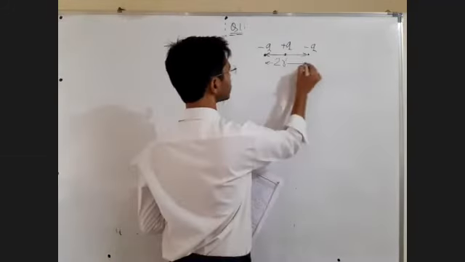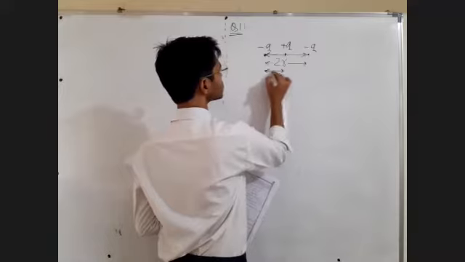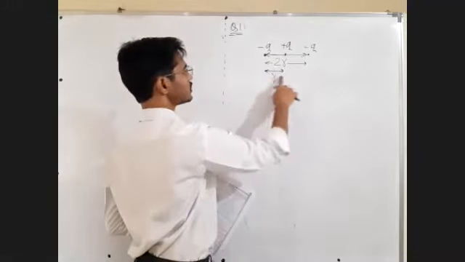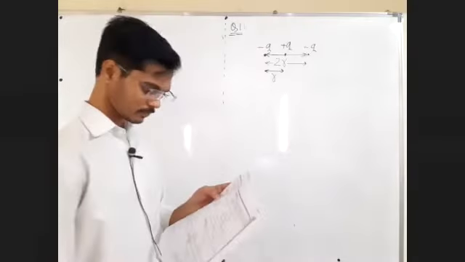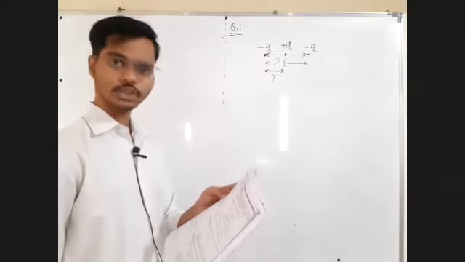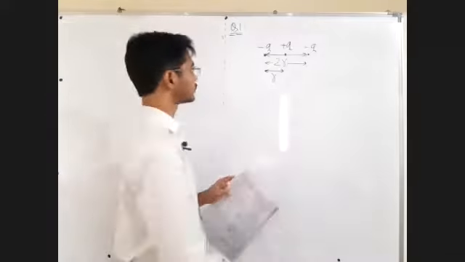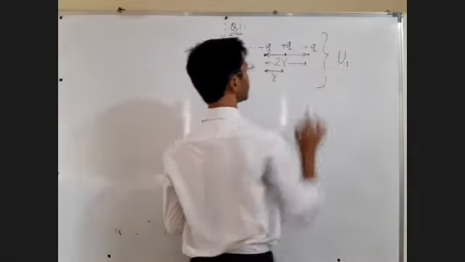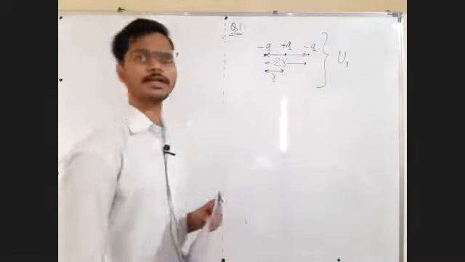What is that distance? This is the total distance 2r, so this much will be r. Next, the potential energy of the system is U1. Fine. This is a 3-point charge system.